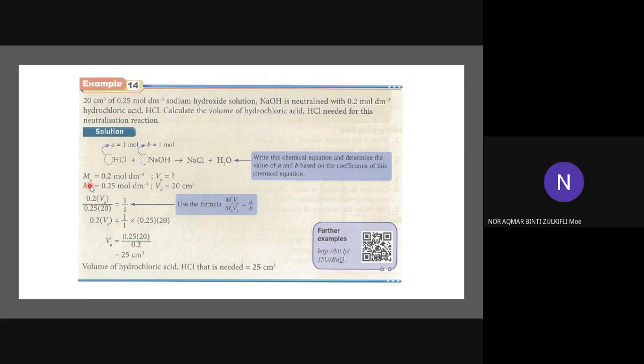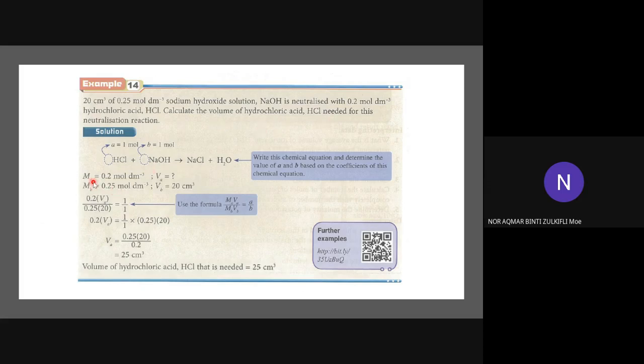Please write down. If you just directly write down the calculation, you will get confused. The first step, you don't skip. Okay, molarity A, 0.2 mole. Okay, Va, we don't know. So we need to find the volume Va for the HCl.